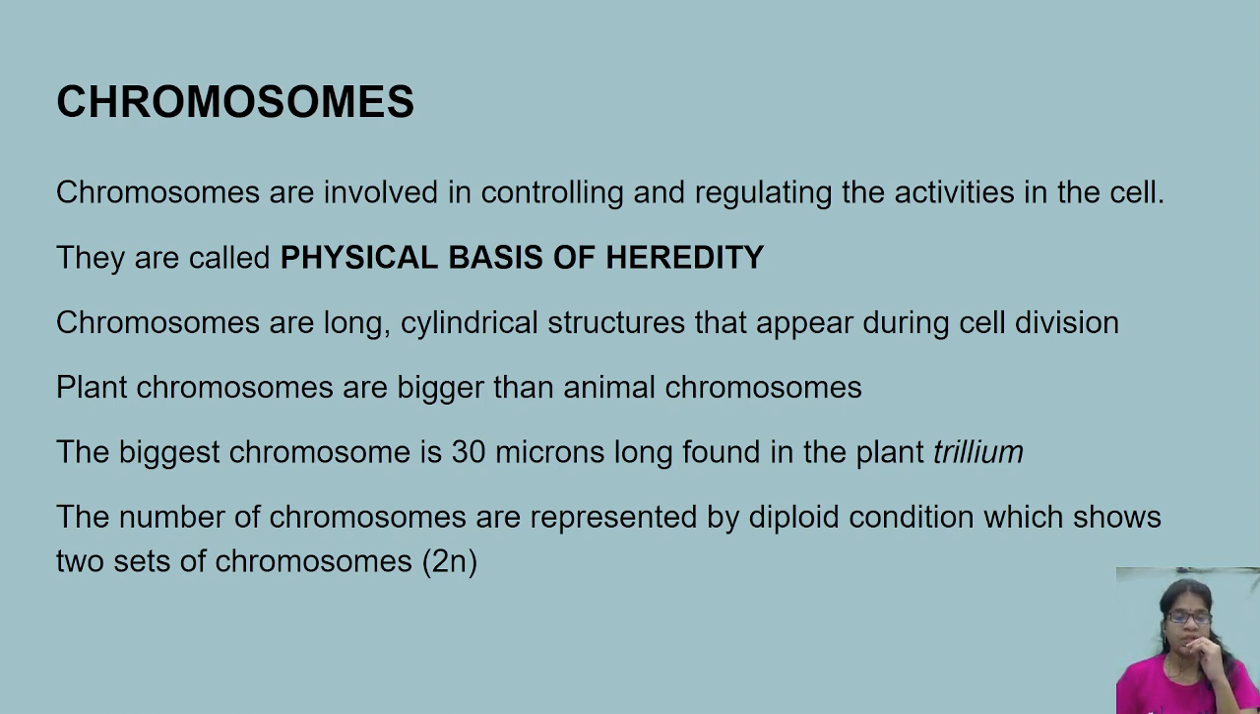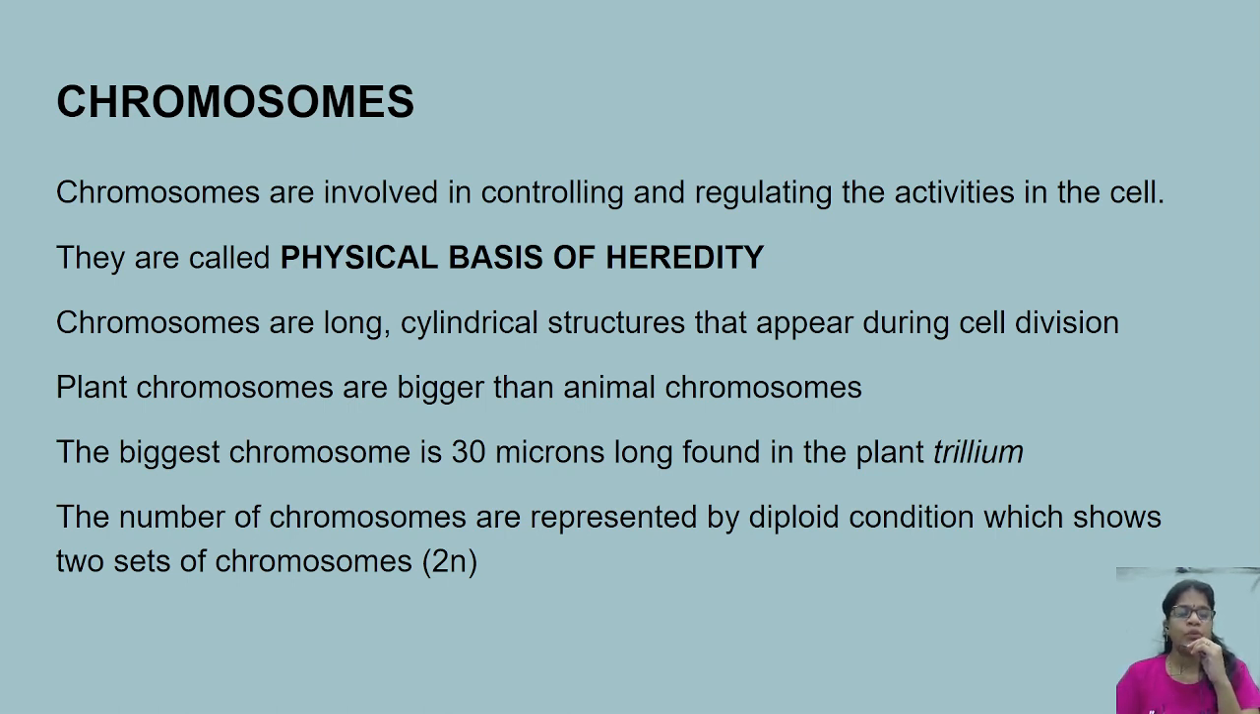These chromosomes are long cylindrical structures. During cell division, you know the phases of cell division, you get the condensed form of chromosomes at metaphase. At that time you can study the shapes and structures of chromosomes. We can have a detailed study during cell division at metaphase. Plant chromosomes are bigger than animal chromosomes. The biggest chromosome measures around 30 microns, and is found in the plant Trillium. Just for your exam's sake, please do remember these short important questions.